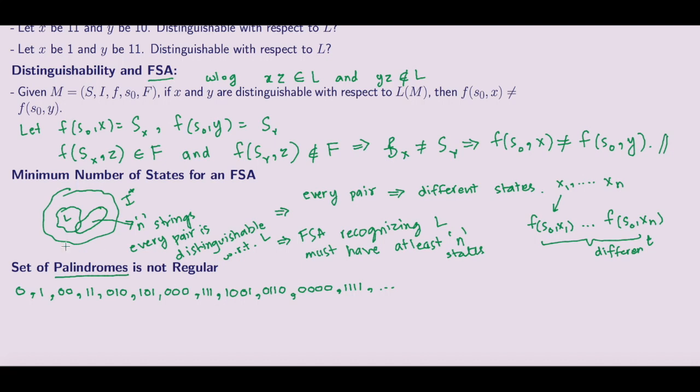Now we have to prove that the set of palindromes is not regular. So how do we go about it? Make use of this property here. Can we find n strings of the above property?